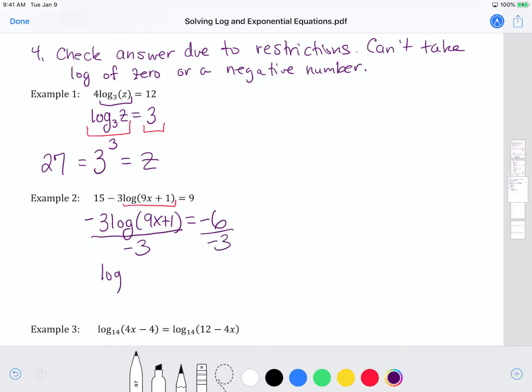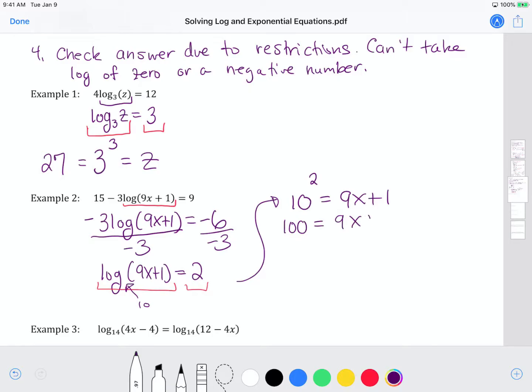So now I have log of 9x plus 1 is equal to 2. So now I have it set up where I have just one condensed log is equal to everything else on the other side. So once I have it set up like this, I'm going to put it in exponential form. Now, even though it's not written in there, I know my base is 10. So when I write it in exponential form, I'm going to have base 10, raise it to the second power, and this is equal to 9x plus 1. So I have 100 is equal to 9x plus 1.